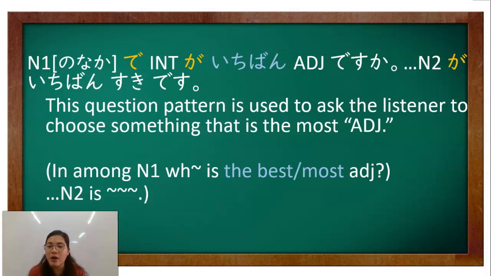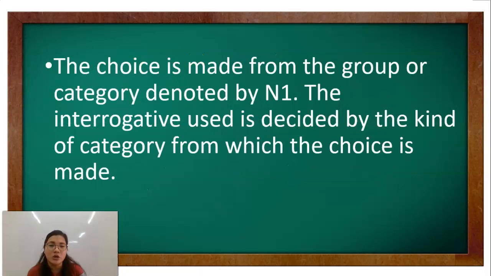So in English, this is in, among, and one, which, what, who, where, or is the best or the most adjective. So you are going to say noun 2 is the nani nani desu. Okay? So the choice is made from the group or category denoted by noun 1. So that's why the interrogative used is decided by the kind of category from which the choice is made.